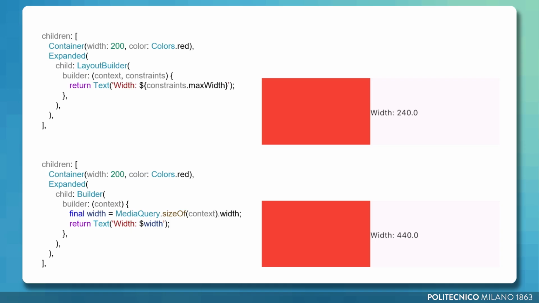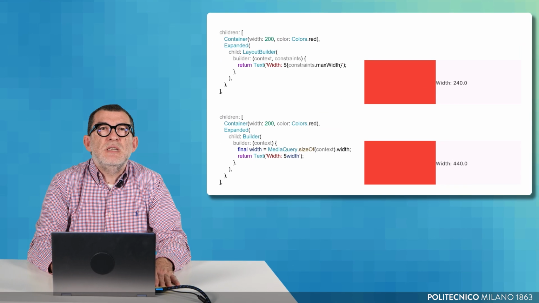In the second case, we use Media Query. We use mediaquery.sizeOfContext.width, which returns the total screen width. As a result, the value displayed is 440, representing the full horizontal size of the screen, not just the remaining space. So the key difference is that Layout Builder provides a local constraint, remaining space, while Media Query provides global information, entire screen size. It's now time we analyze a couple of examples to better understand how the different pieces fit together.